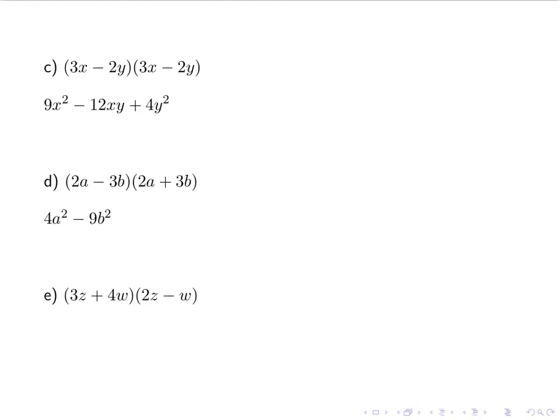So let's try another one. 3z plus 4w times 2z minus w. So this is just a binomial times a binomial. It doesn't have a special name. So we're going to go through it.